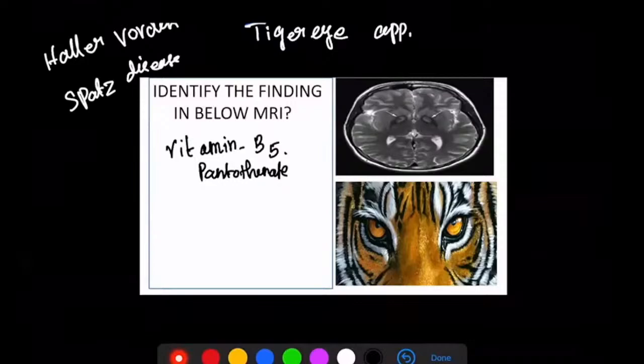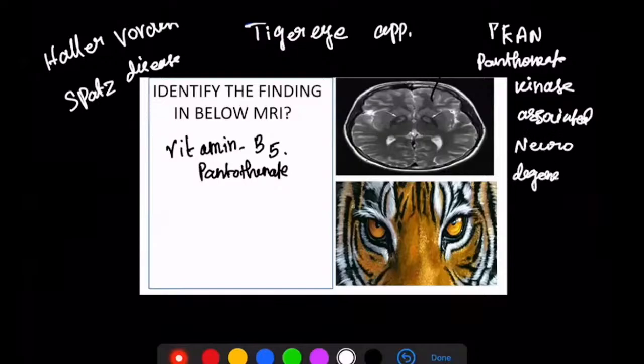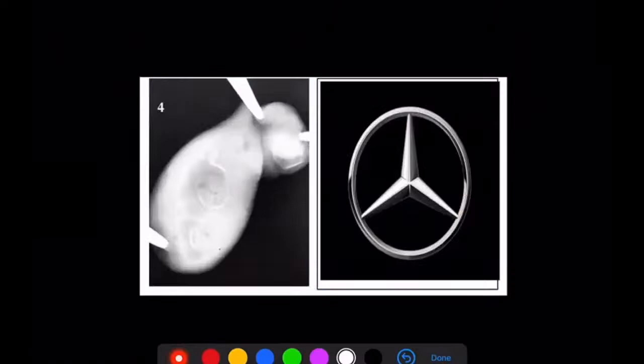So this appearance is due to a condition called PKAN, pantothenate kinase associated neurodegeneration. Because of the deficiency of vitamin B5, pantothenate, there is degeneration of the nerves, and because of the degeneration of the white matter, we can have the tiger eye appearance in the MRI. It is a very rare disorder characterized by progressive extrapyramidal dysfunction and dementia. Yes. Next image.